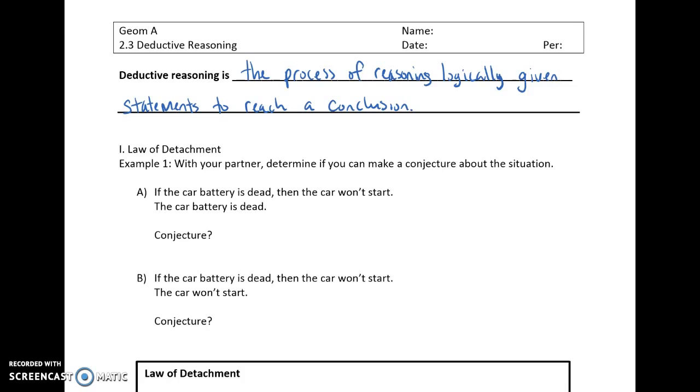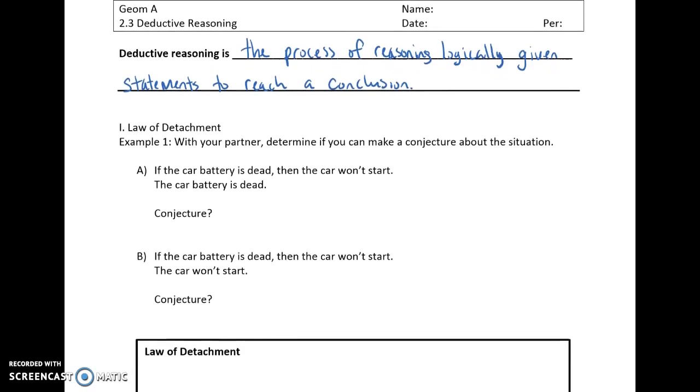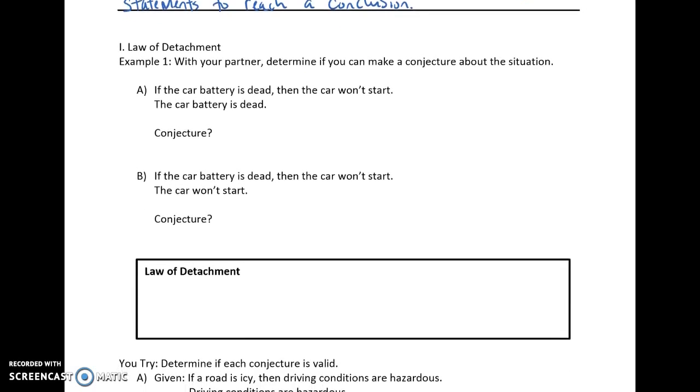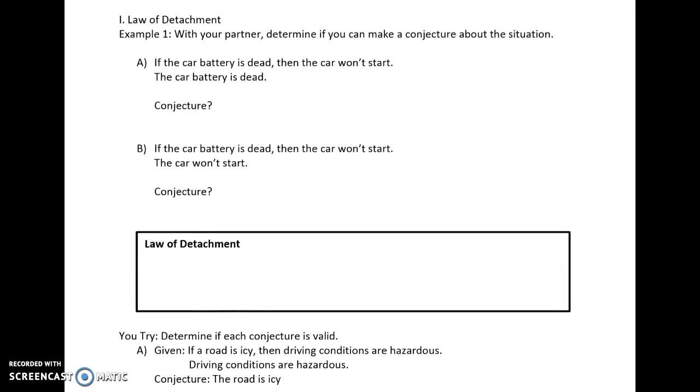So there are two laws that we're going to go over, the first being the law of detachment. The law of detachment is basically when you're given a conditional and then one other piece of information. I know it says with your partner, but we're not doing this in class, so don't worry about the partner part. I want you to look at A and B, and tell me which of these two situations you can actually create a conjecture or a conclusion from.